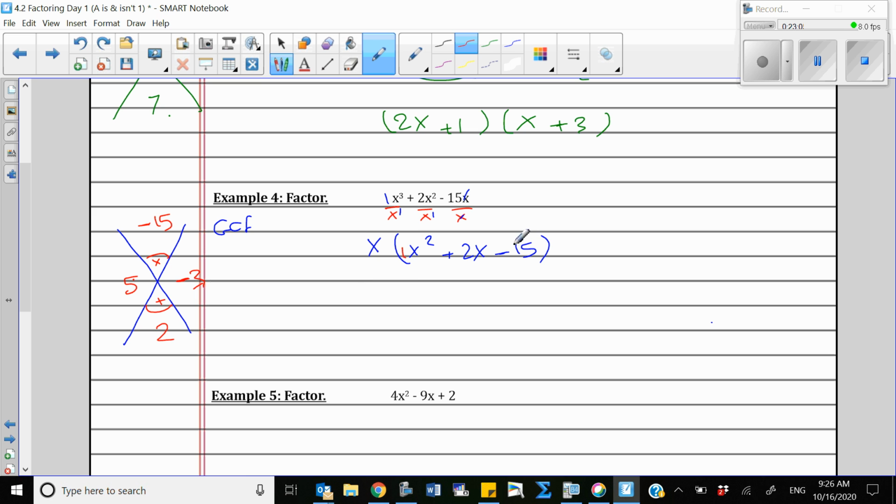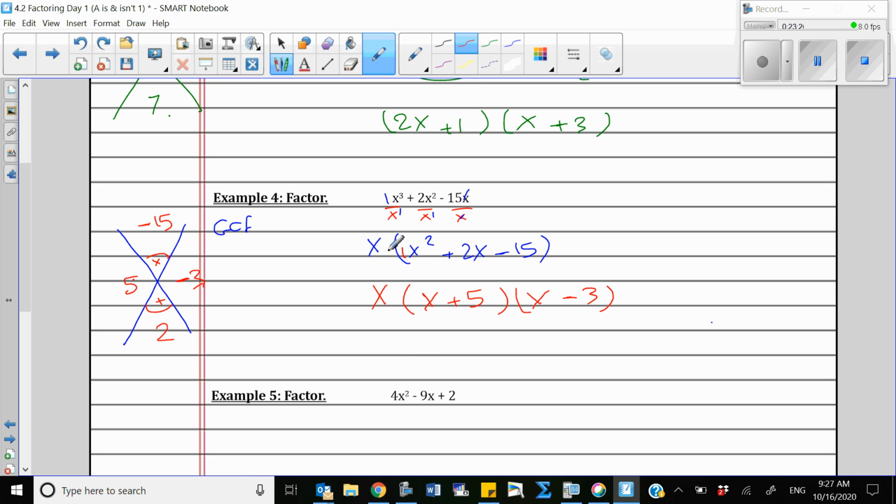Okay, so I'm going to write the factors now. Don't forget about the first one. That's x, the first factor. And now the other factors, I'm going to write x here and the two numbers 5 and negative 3.